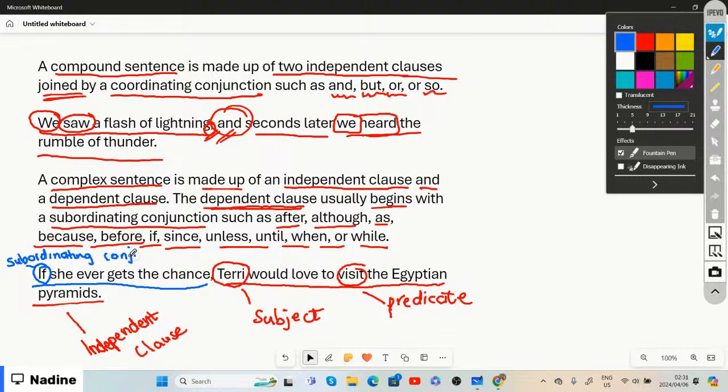And to make it a bit easier, if you want to identify the dependent and independent clauses, you can identify a dependent clause if that sentence starts with a subordinating conjunction, right? Or if you want to make it even easier, you can first identify what the independent clause is within that sentence.